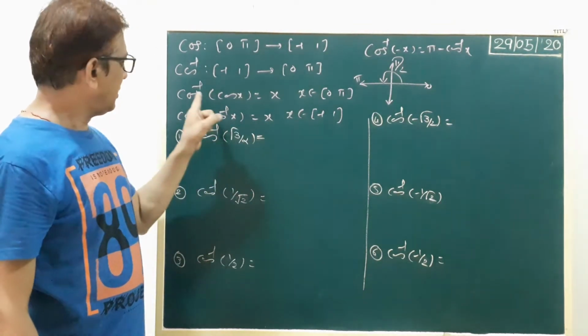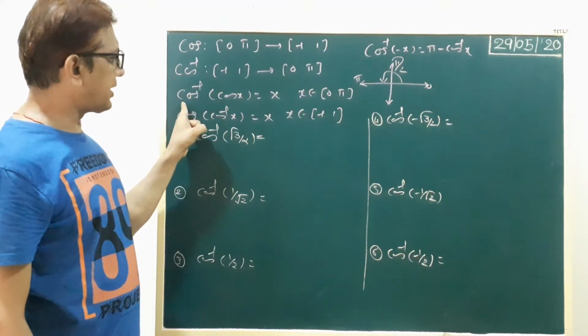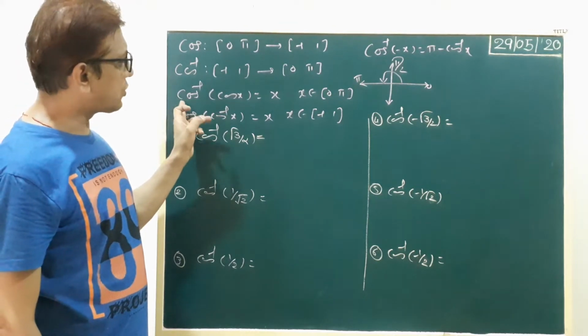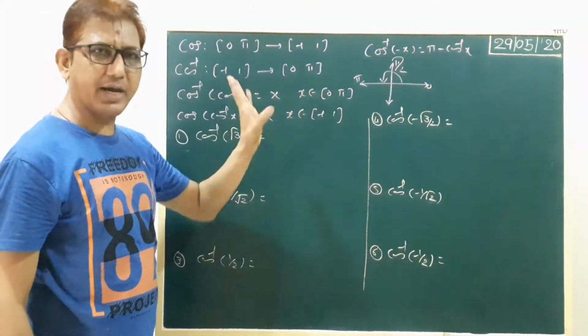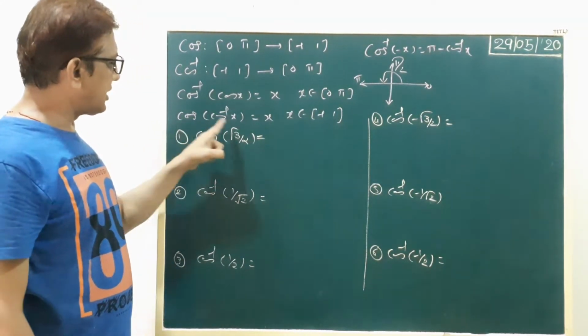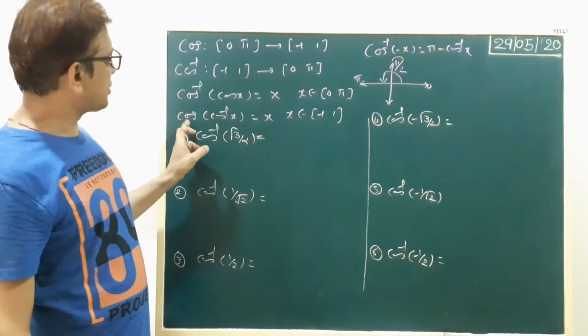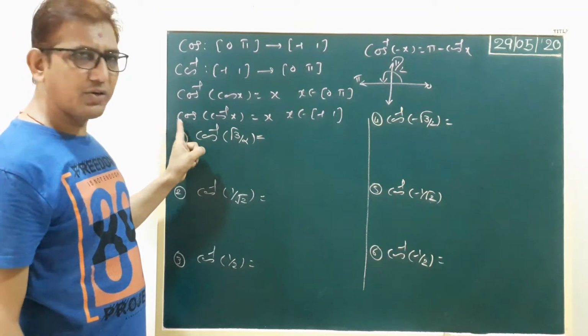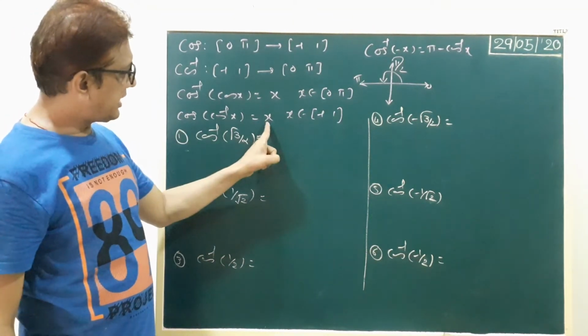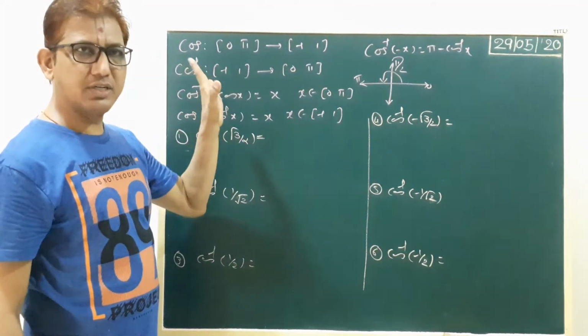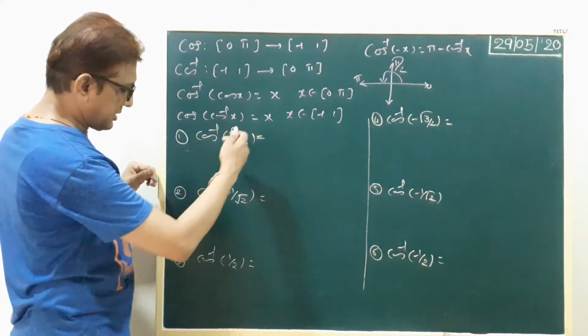Here cos inverse is outside the bracket, so the answer we get is in the range of cos inverse, so x belongs to 0 to pi. Here cos is outside the bracket, so the answer x is in the range of the cos function, so x belongs to the domain of the cos inverse function. Okay. Now we discuss these three sums.